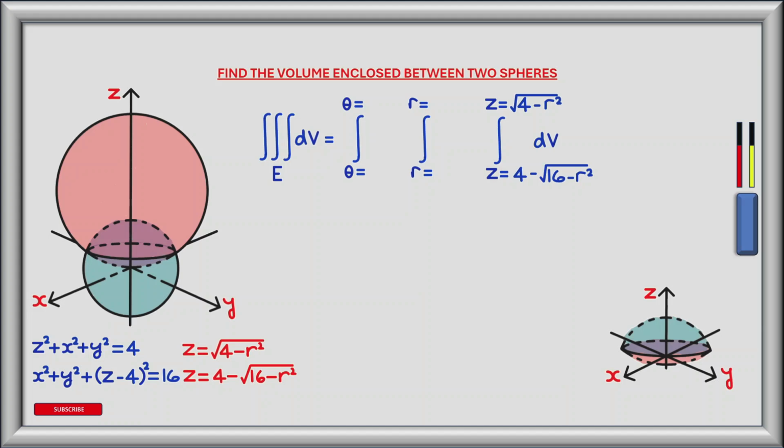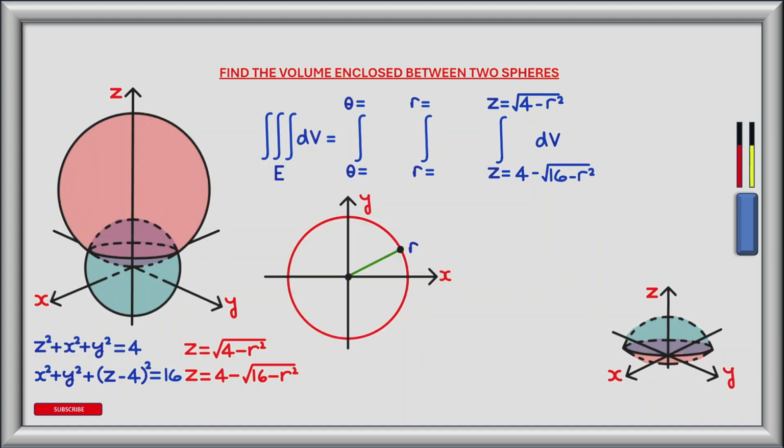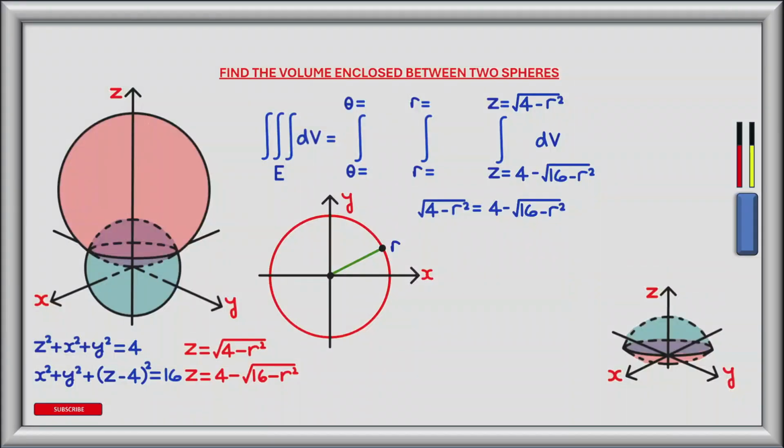Moving on to the limits of integration for r, they can be found where the two spheres intersect. At this point, a circle is formed, and we can equate the equations of the two spheres in cylindrical coordinates to find the value of r. So equating the two, we have the square root of 4 minus r squared is equal to 4 minus the square root of 16 minus r squared.